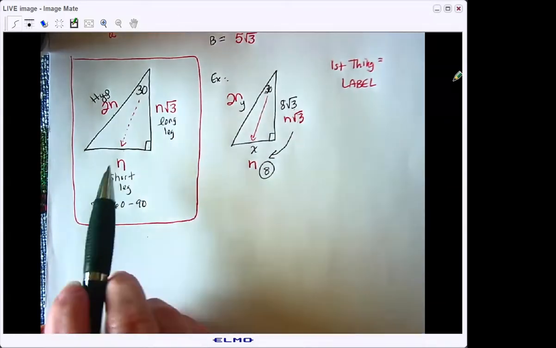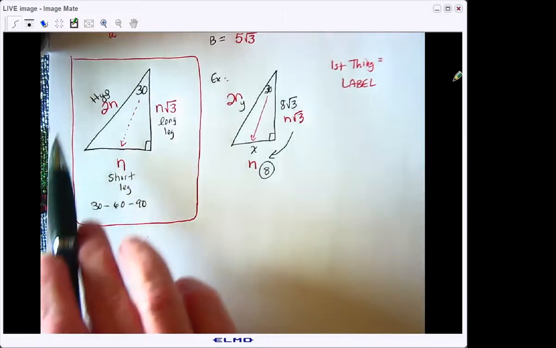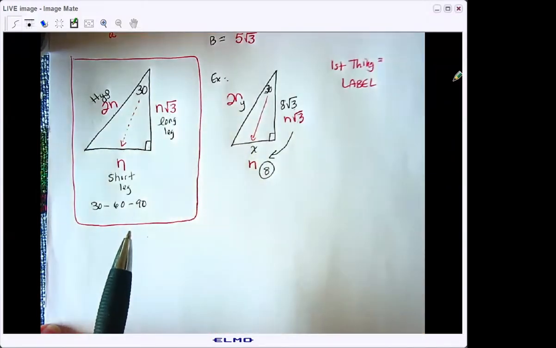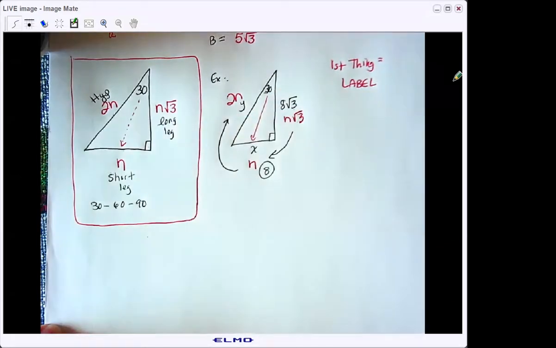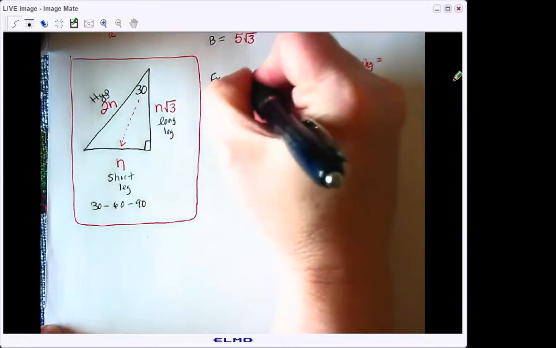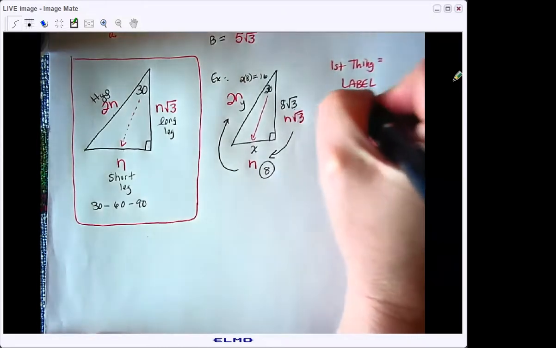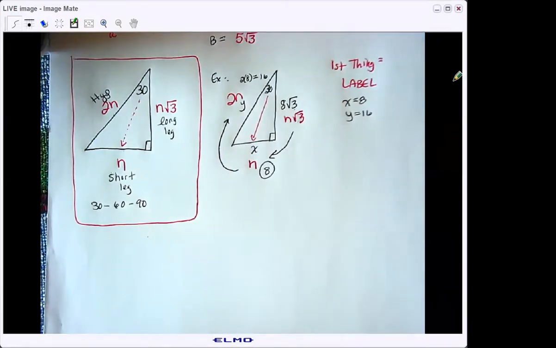Now remember, this whole thing revolves around n. Once I find n, then I can find 2n. Once I find n, then I can find the n root 3. So finding n, what do I have to do to n to get the hypotenuse? Multiply 8 by 2. Good. So 2 times 8 would be 16, and you're done. So we know that x equals 8 and y equals 16. That was it.